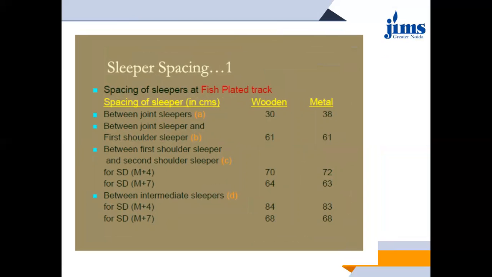Indian Railways has suggested certain values for spacing of sleepers at fish plated track, which are as follows. Between joint sleepers, for example, if a wooden sleeper is used, it should be 13 centimeters, as all these spacings are in centimeters. Then for a metal sleeper, the distance between joint sleepers should be 38 centimeters. The prefix A is the spacing between the joint sleepers.